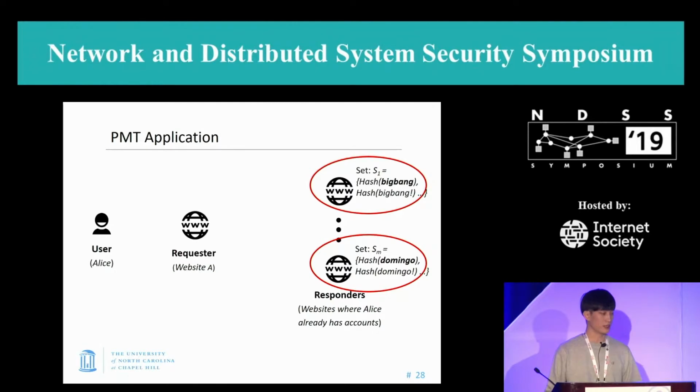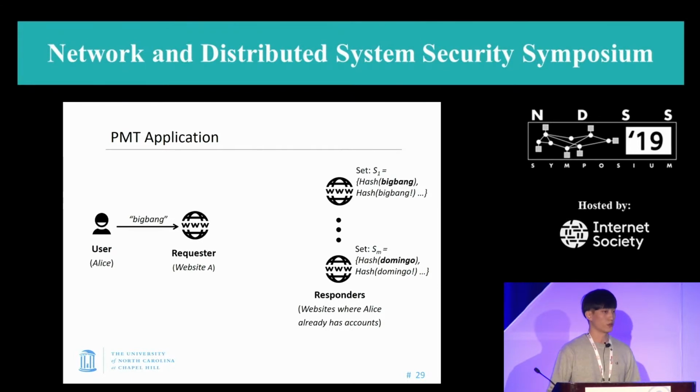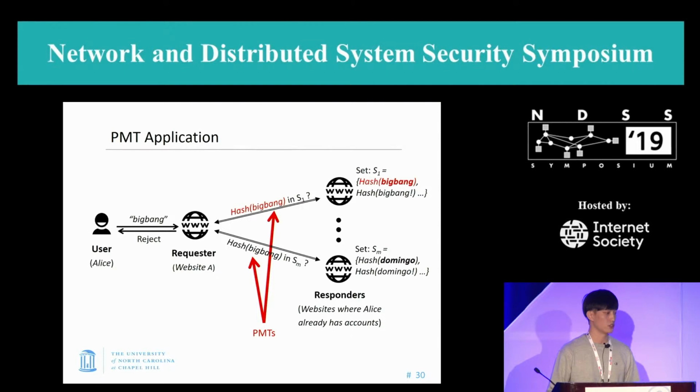Okay, to detect password reuse, each responder has a password set for Alice, which includes the hash of the password Alice registered earlier and its similar variants. When Alice submits a new password, the requester could launch multiple PMT instances to detect whether or not the submitted password already exists in the responder sets.